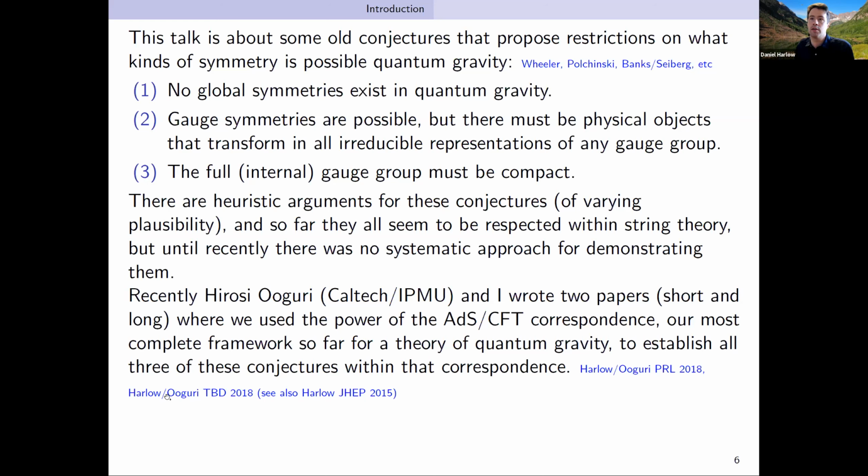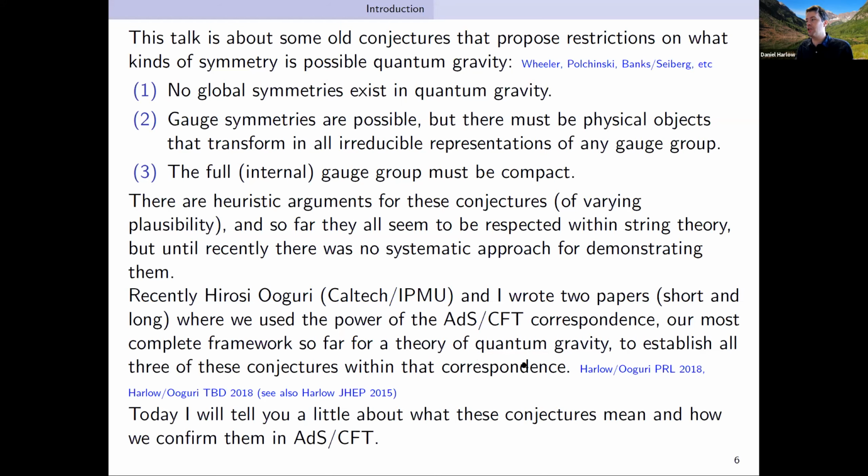I didn't update the journal reference. The long paper is now published in Communications in Mathematical Physics, but I forgot to update it. Anyway, the data compression factor in terms of pages between the long paper and the short paper is a factor of 35. So if you just want to learn a little bit, you probably want to start with the short paper rather than the long paper that's 35 times longer.